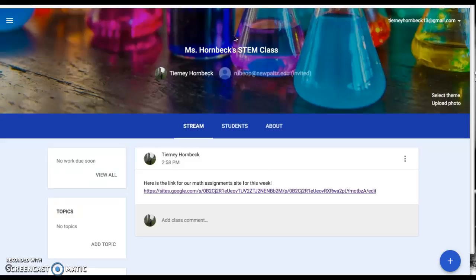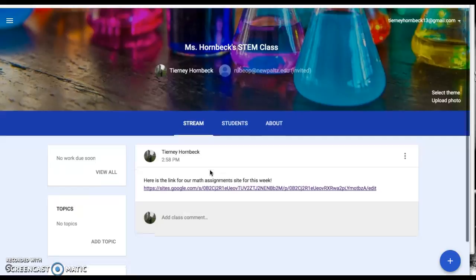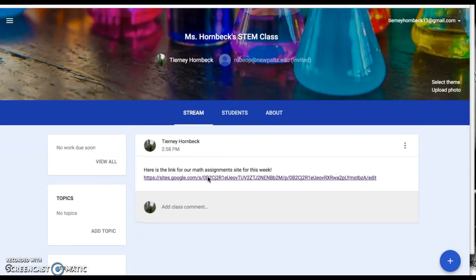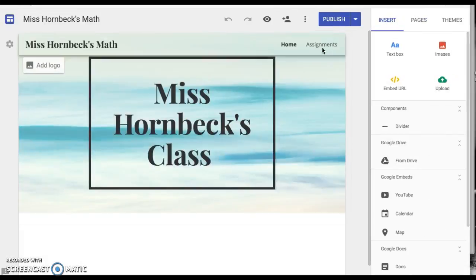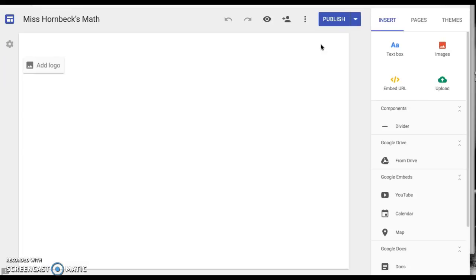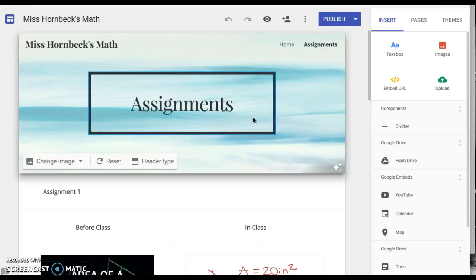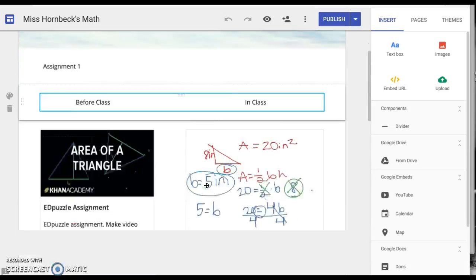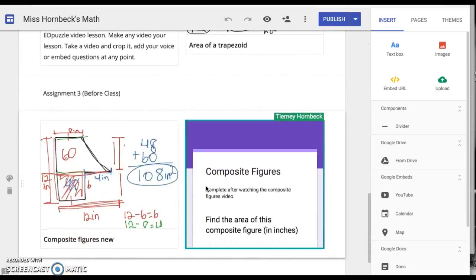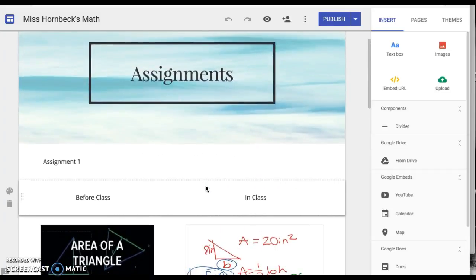So here's my Google Classroom, and I would post the link for the site every week. Here are math assignments for the week. If I click on that, it'll take us to my Google site. So this would be our math site, and maybe instead of assignments here, it would say the date of the week or something like that, and they would know assignment 1 is for Monday, assignment 2 is for Tuesday, and assignment 3 is for Wednesday, etc.